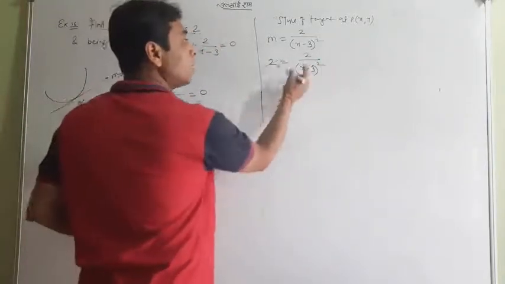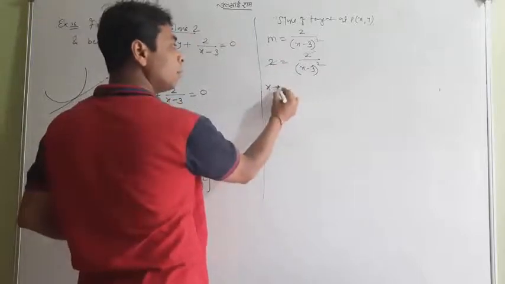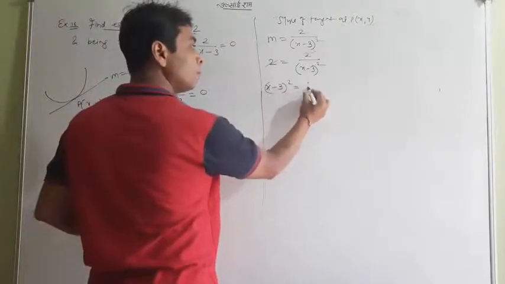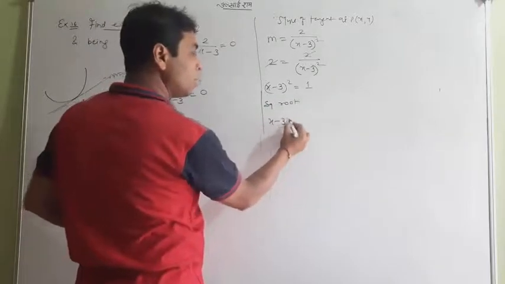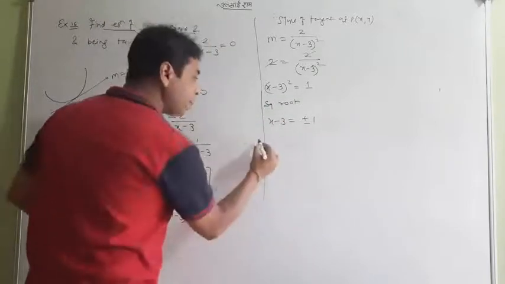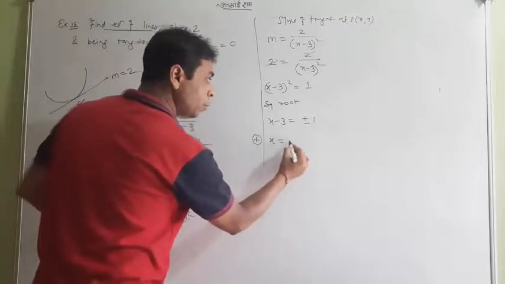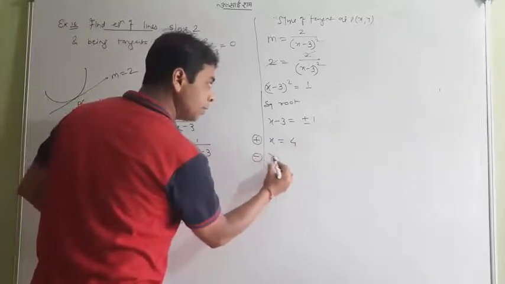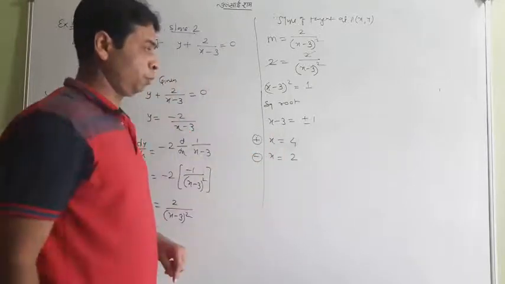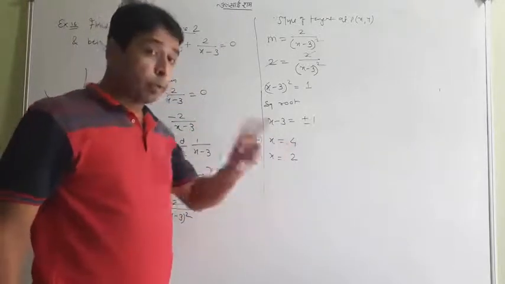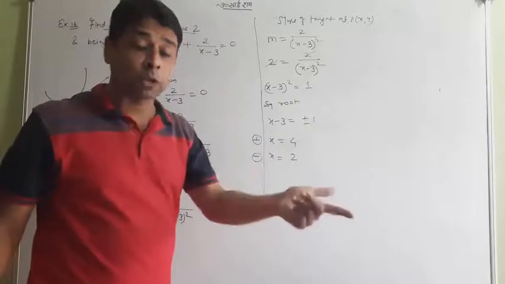I cancel. It is 1. Cross multiply. Take a square root. It is x minus 3 equal to plus minus 1. Take the plus sign, x will be 4. Take the minus sign, x will be minus 1 plus 3, that is 2. So you got 2 possible values of x, meaning 2 possible values of y also.